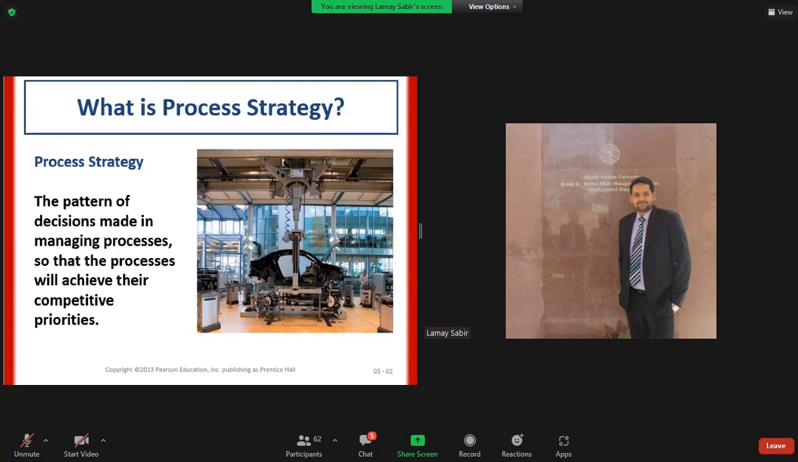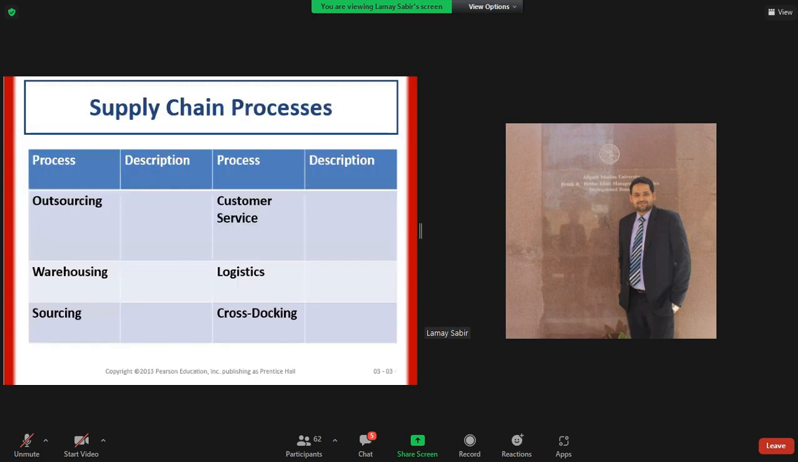Let me throw some light on the processes, let's say, of a supply chain. When you talk about supply chain, outsourcing, warehousing, sourcing, customer service, logistics, cross-docking, these are a few examples of a supply chain process. When you talk about a supply chain, you need to procure raw material from outside. That is known as outsourcing.